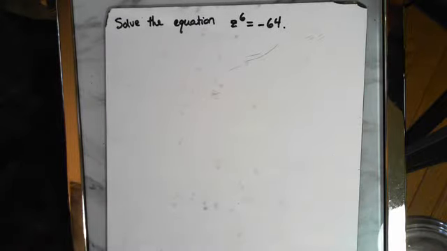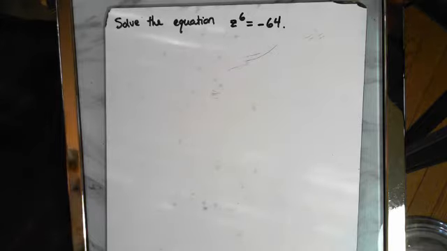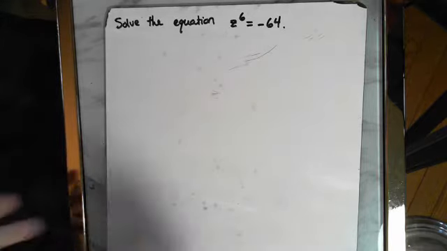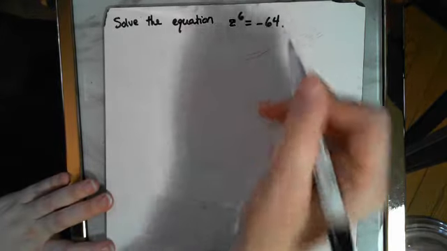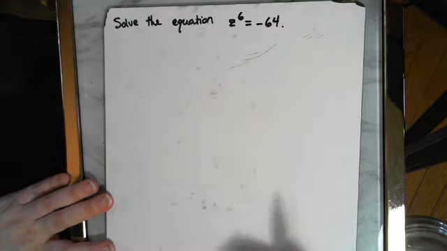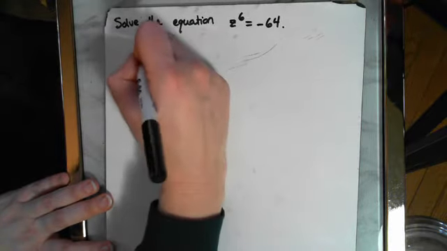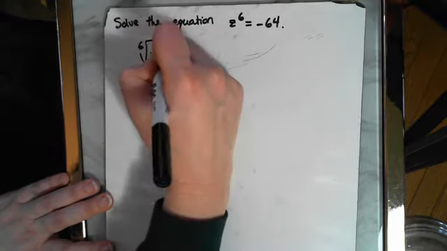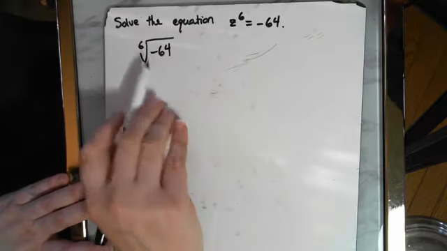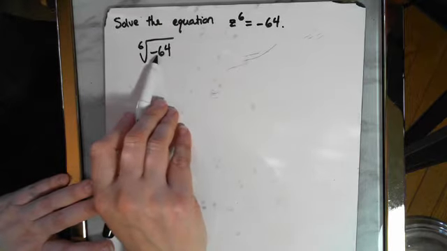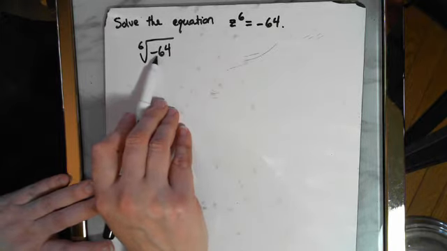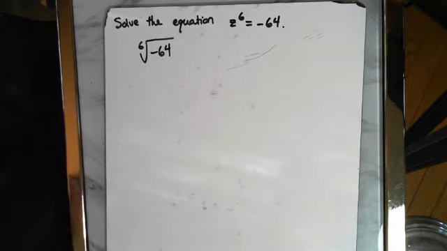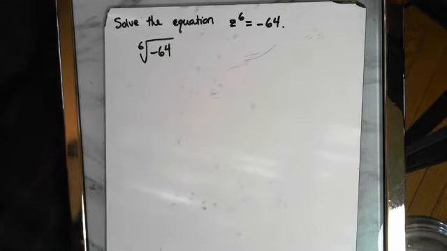Okay, they want us to solve the equation z to the 6th equals -64. Okay, notice what they've done. They want us to solve this. I need the 6th root of -64. And that would be an imaginary number, because I can't do the 6th root of a negative number. That's like the square root of a negative number. It's imaginary. Okay, so what I'm going to do is I'm going to turn this into polar form.